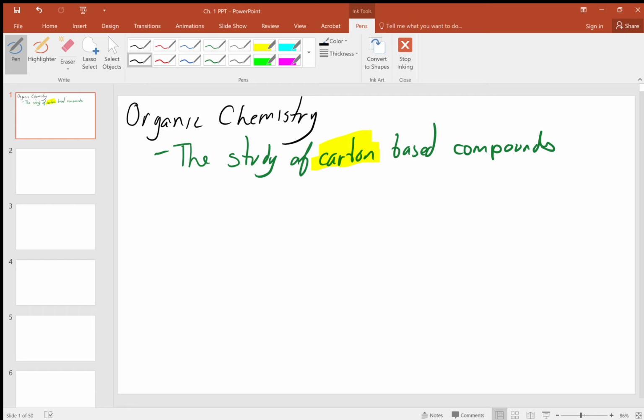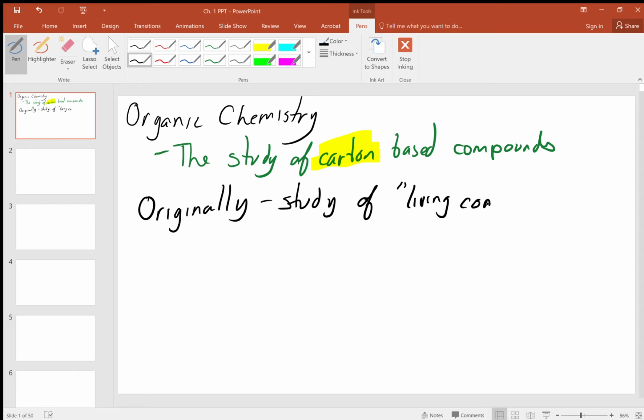Now, organic chemistry wasn't always defined this way. Originally, and we've got to go back 200 years now, originally organic chemistry was defined as the study of what we call living compounds. And that's not really a phrase we use anymore, but really it referred to compounds that came from biological or living sources.